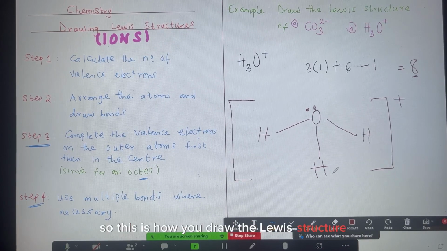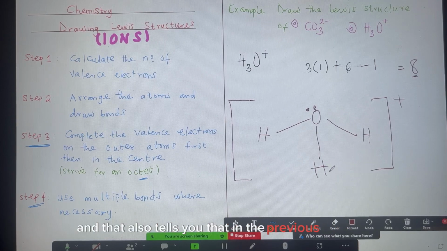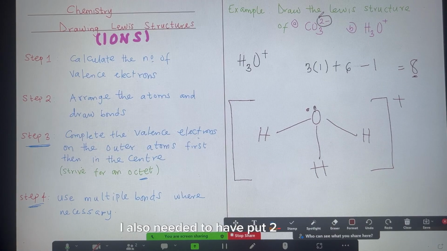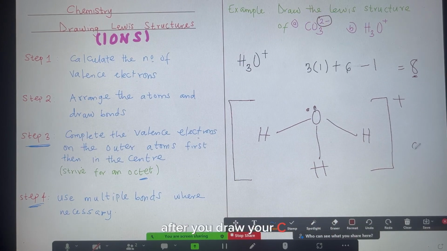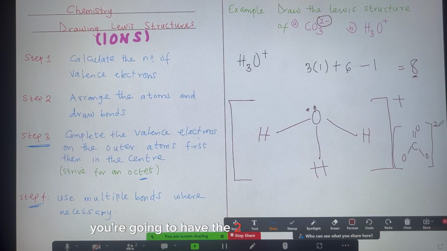So this is how you draw the Lewis structure, and that also tells you that in the previous example for the carbonate, I also needed to have put 2 minus outside a square bracket. So that means that we will be having something like this after you draw your C, double bond O, single bond O, single bond O, and then you do it this way. You're going to have a 2 minus outside, okay? You show your electrons around here, yes, and then this will just have 2 left, but then you need to put that 2 minus outside. It's very important, okay?